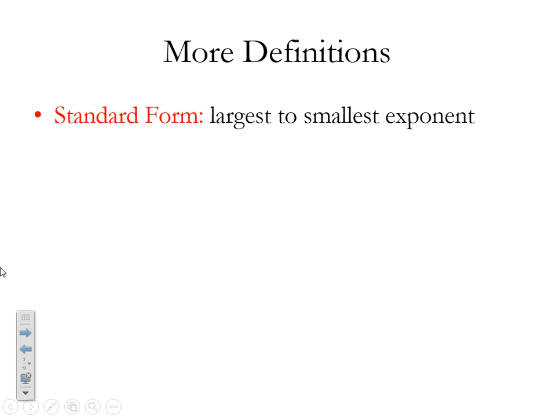Standard form is going to be written in largest to smallest exponent. So we start with our largest exponent and we go down to our smallest. The degree is the largest exponent. That's our degree.